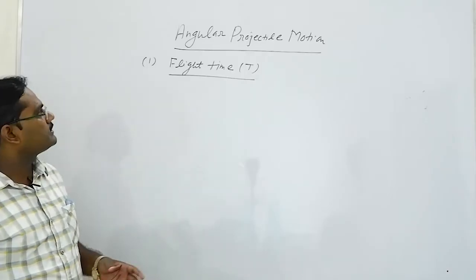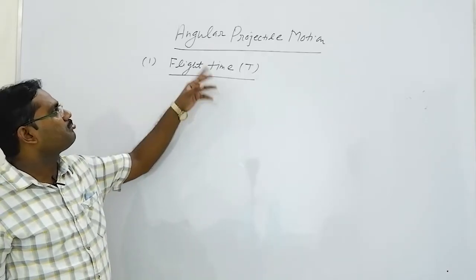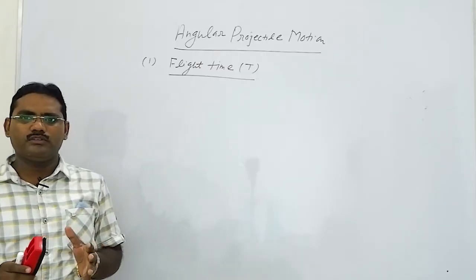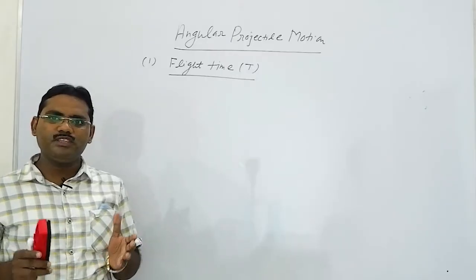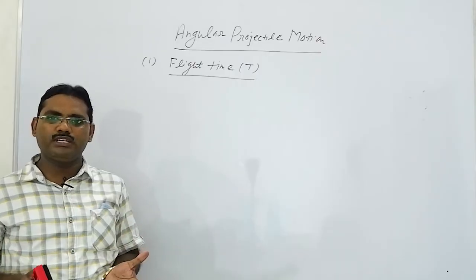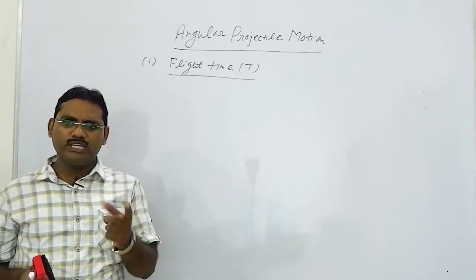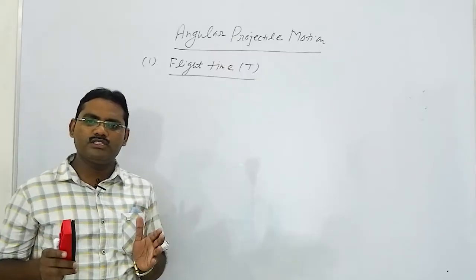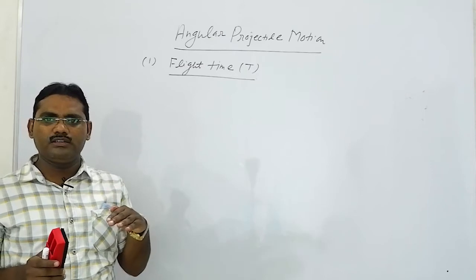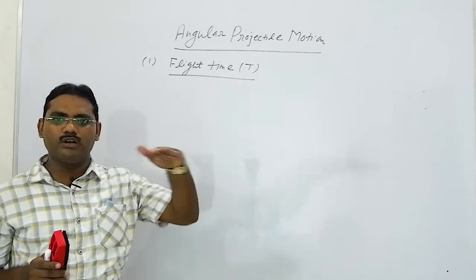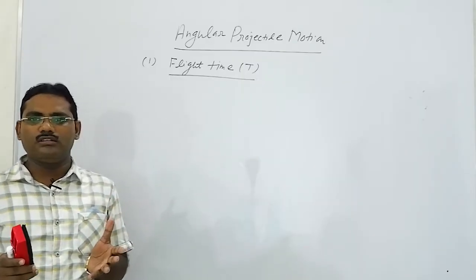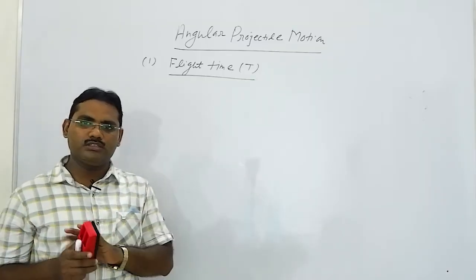Today we are discussing flight time in angular projectile motion. In the previous lecture we discussed projectile motion and the types of projectile. There are two types of projectile. The first one is horizontal projectile motion. When a projectile is thrown horizontally from the top of a tower, this type of projectile motion is called horizontal projectile motion.